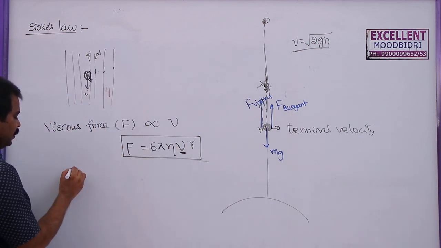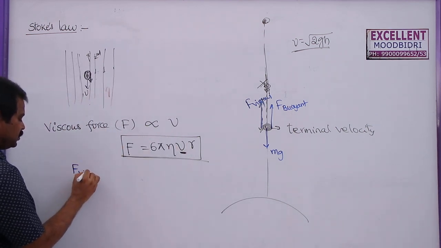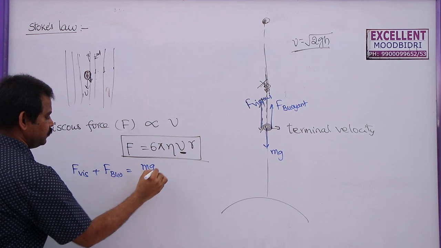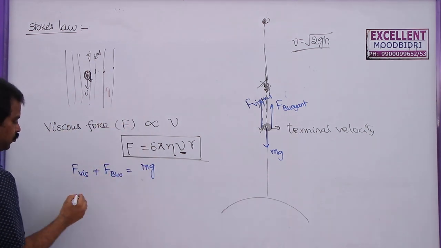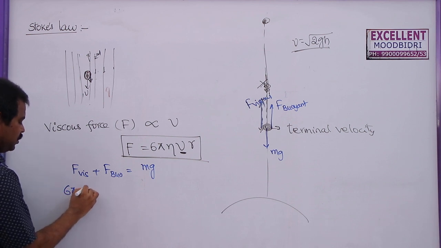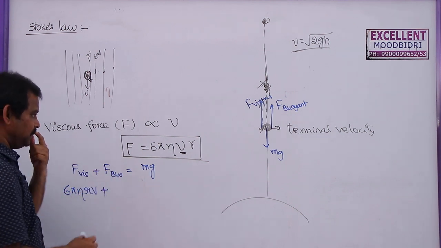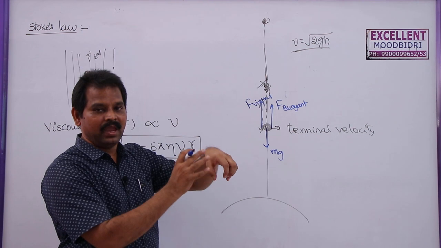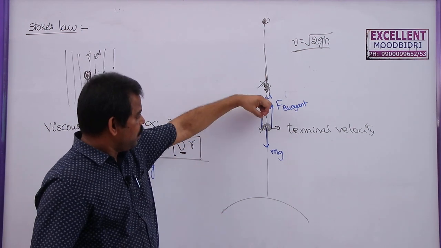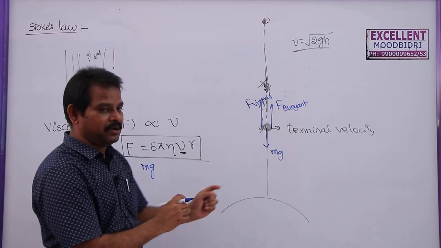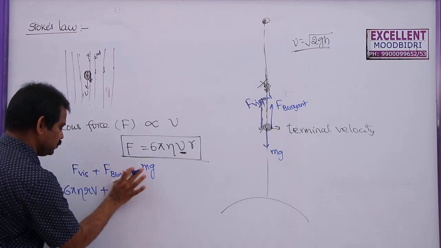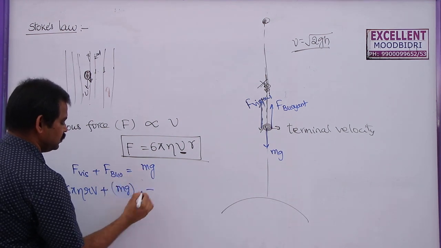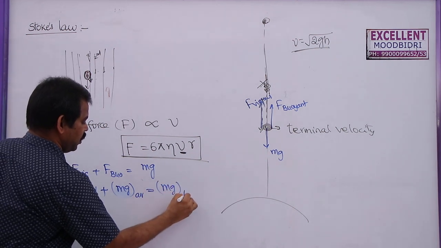So I am going to write this. Upward forces, F viscous plus F buoyancy, are equal to the weight of this raindrop, or any body which is falling through this fluid. Viscous force formula is 6 pi eta rV, plus the buoyancy force. Generally, if a body is placed in water, what is the buoyancy force? The weight of the water displaced by this body. Here it is the weight of the air displaced by this raindrop, that is mg of the air displaced, equal to mg of the raindrop.